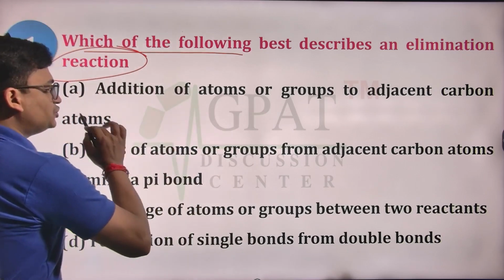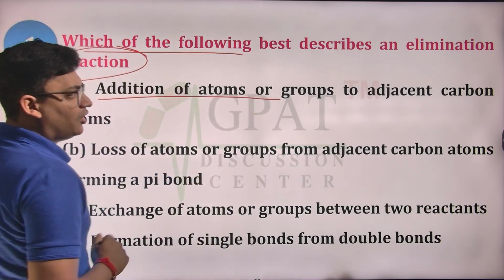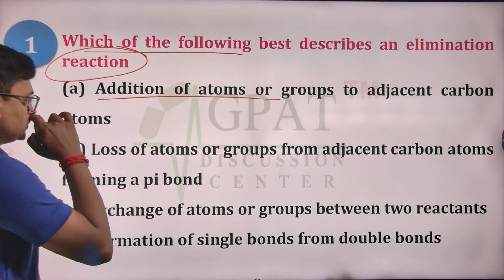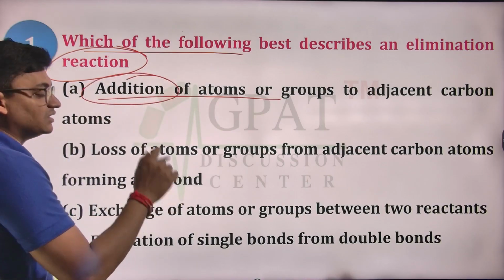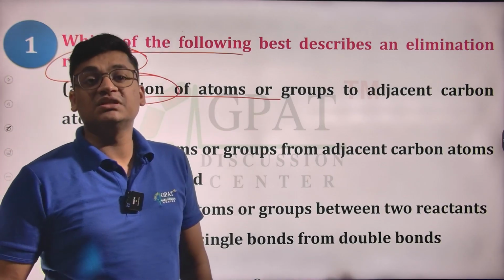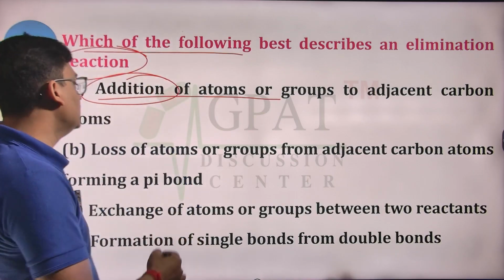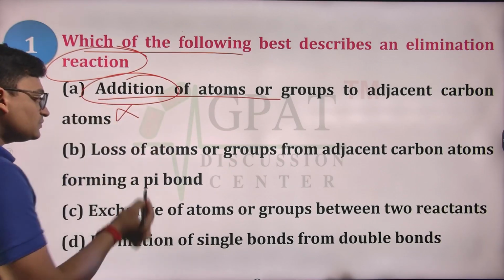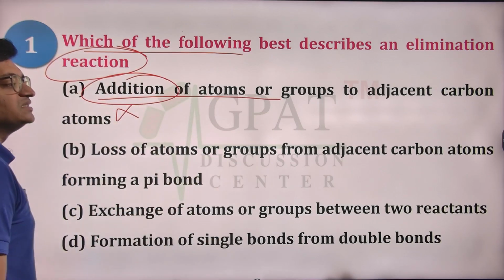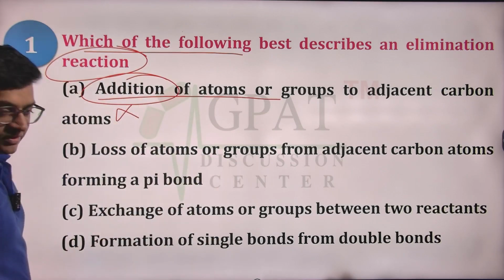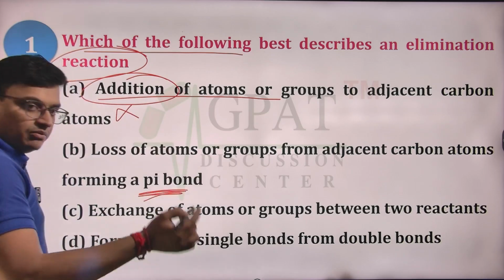So addition of atoms or groups to two adjacent carbon atoms, not at all. This is not about addition. If you are having addition on a substrate, then it must be an addition kind of reaction. So this is not the right answer. Loss of atoms or groups from adjacent carbon atoms forming a pi bond. Yes, very well, we are having a pi bond formation.